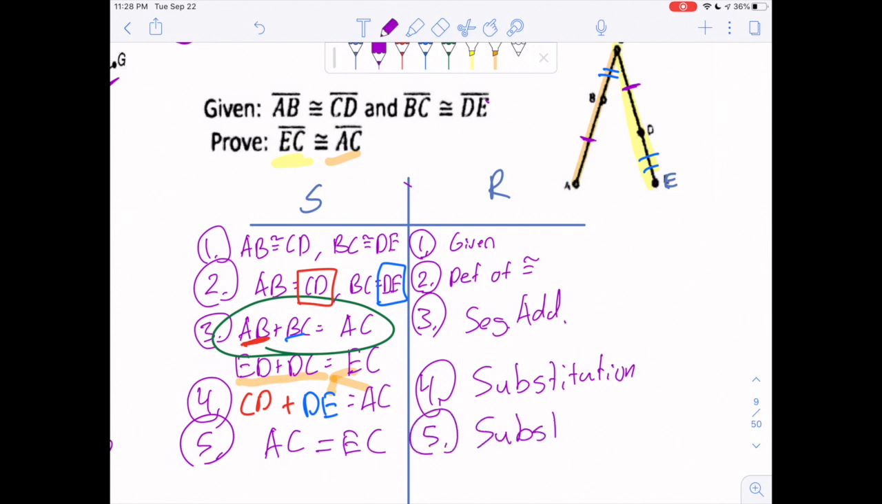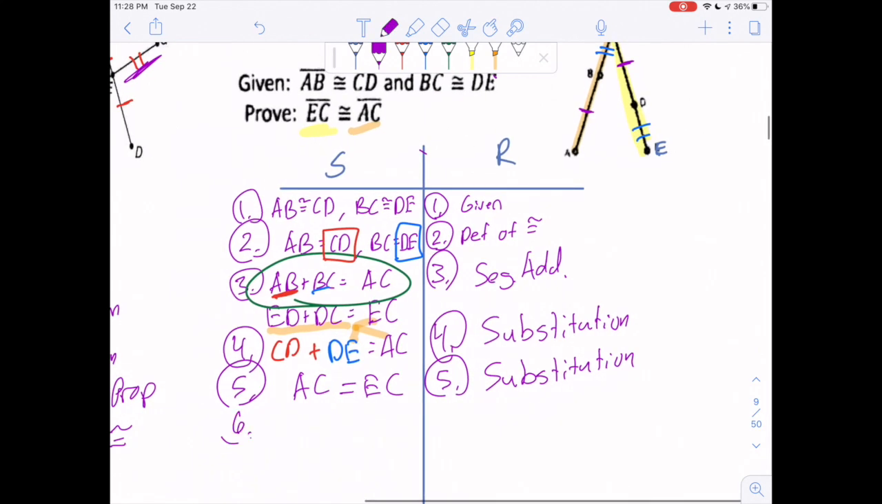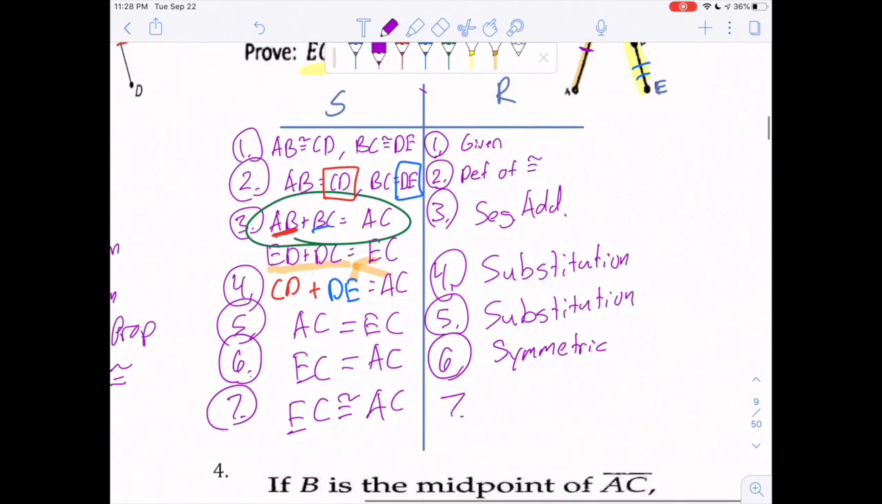I'm switching out ED and DC for AC because they're equal, right? You have this and this. They're the same equation, so I simply just substitute it. We're almost there. We do have to switch it. Kind of waste a step here. EC is equal to AC. This step is called symmetric property. Again, it's about the details. I know it's tedious. I know it's going to be annoying. You gotta trust the process, all right? Last step, change it to congruent sign. Definition of congruence, okay?